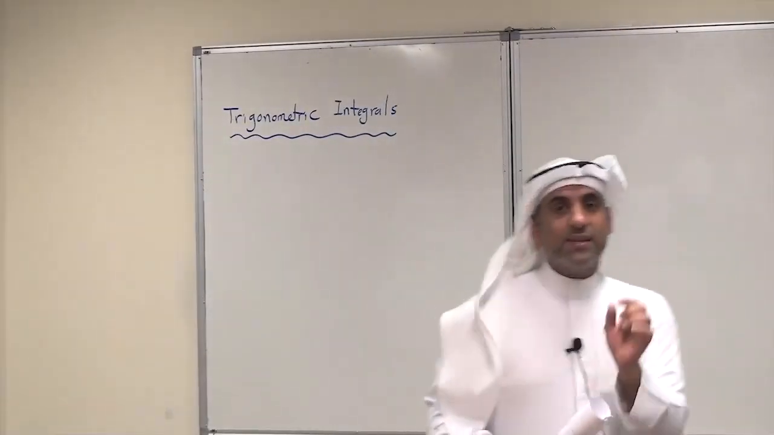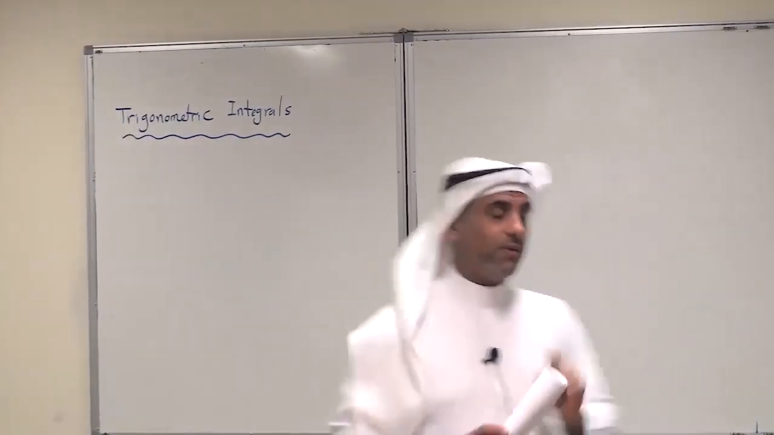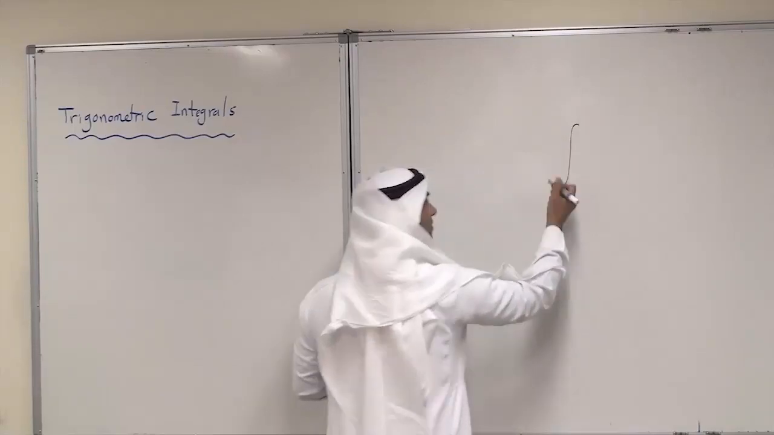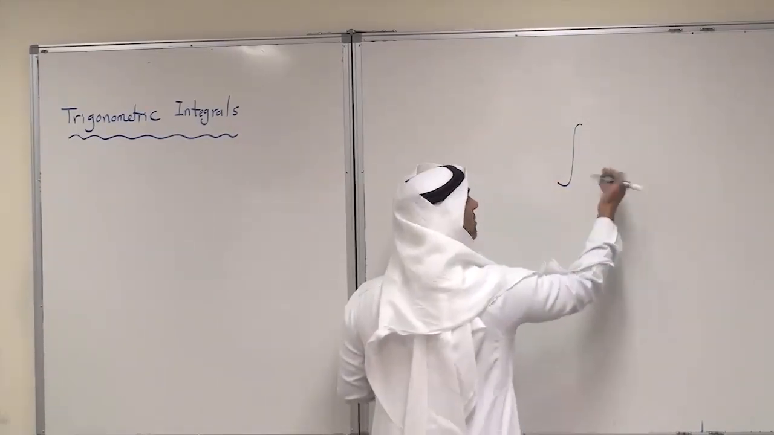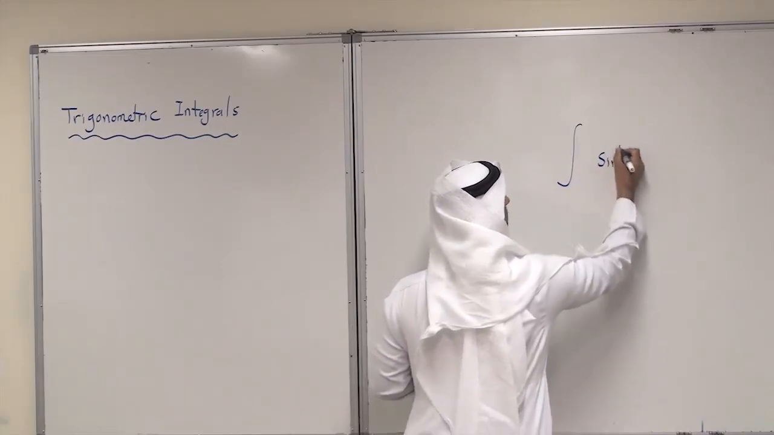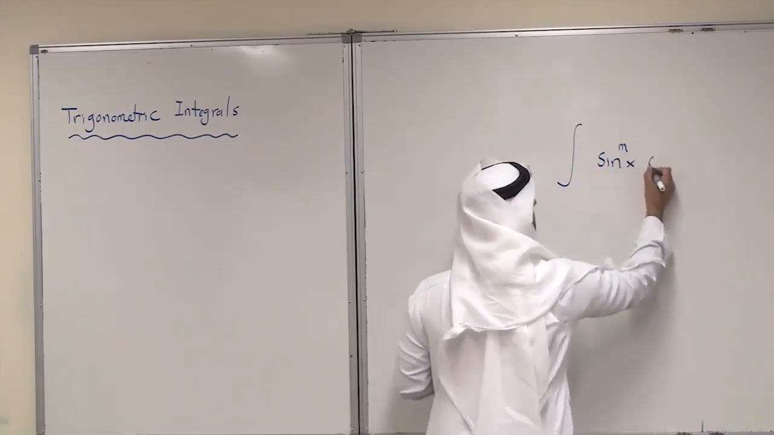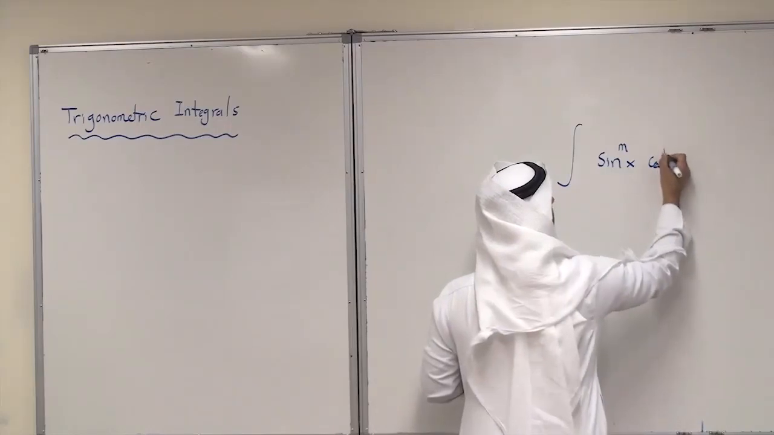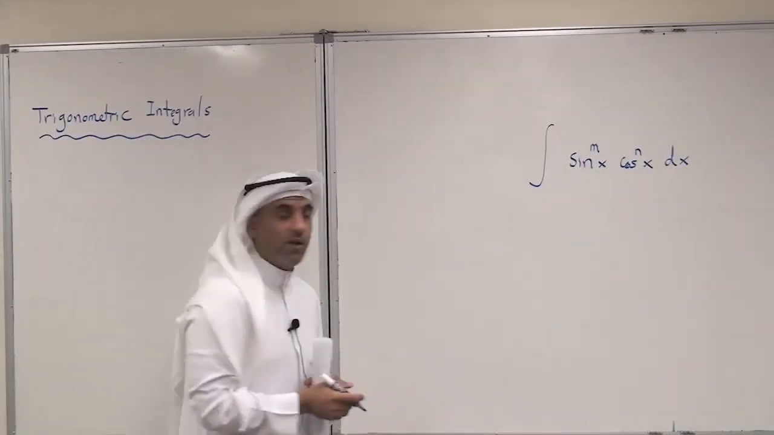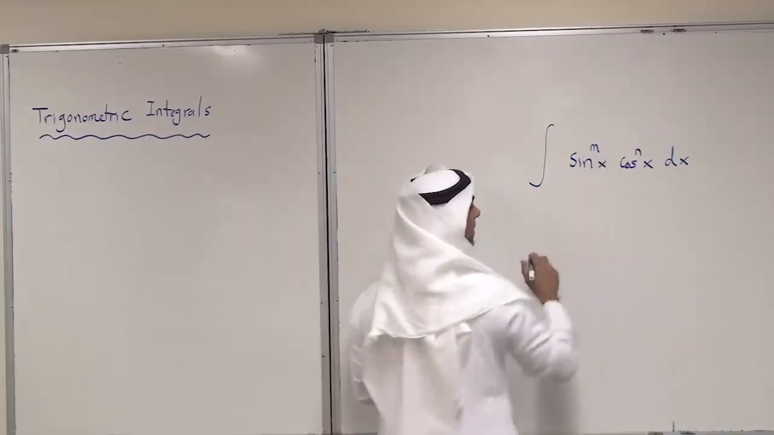We will treat classes of functions of the following shape. We try to integrate classes of functions that involve some trigonometric functions. Specifically, we will treat this case. For example, here we have sine to the m of x cosine to the n of x dx. How to integrate such types of functions for different cases of m and n.